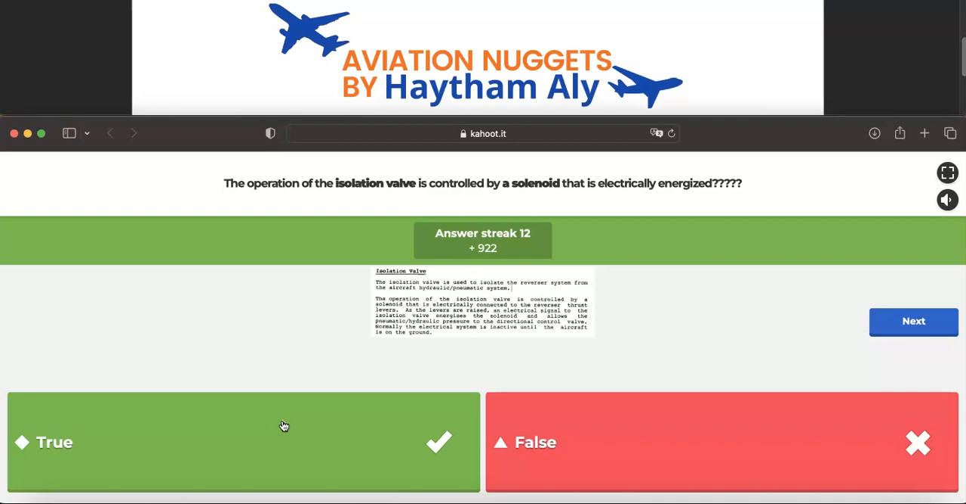So the engine computer can now energize the solenoid of the isolation valve and allow hydraulic to reach the actuator and deploy the thrust reverser. Again, the isolation valve is an on-off valve which allows the hydraulic supply going to the thrust reverser actuators or not. So it is an on-off valve.